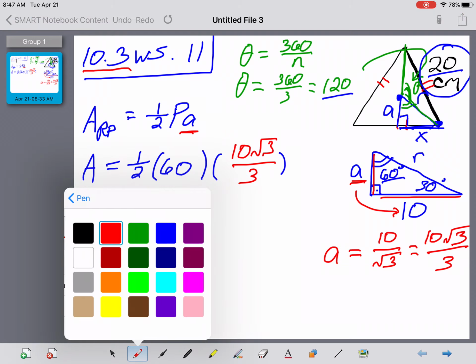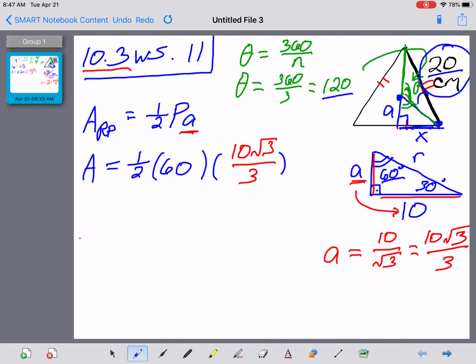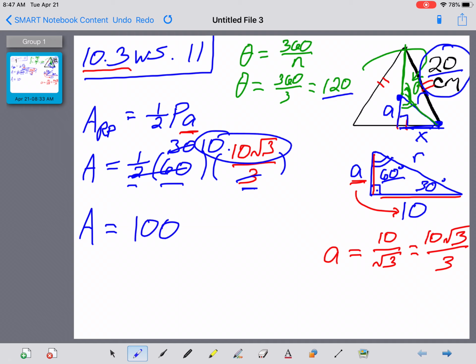Okay, so that was step 2. That was really the hard part. And now step 3 is to just put all of this together. And again, you can just go to your calculator if you want to do it this way, but this one isn't that bad to do by hand. Half of 60 is going to get us 30. The 30 divides by this 3 here. So 30 divided by 3 gets us a 10, and the 10 times the 10 root 3 is going to give us 100 times the square root of 3.